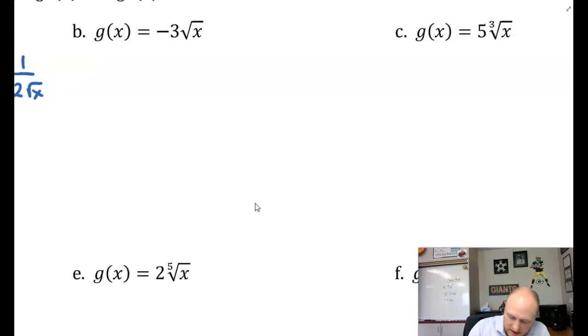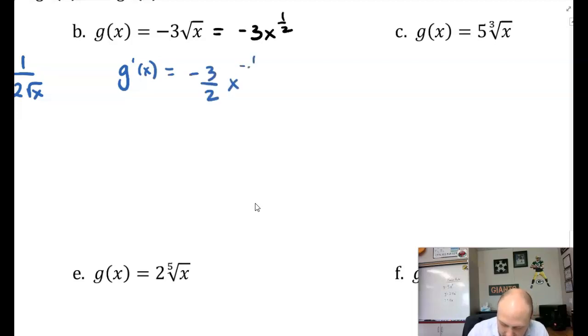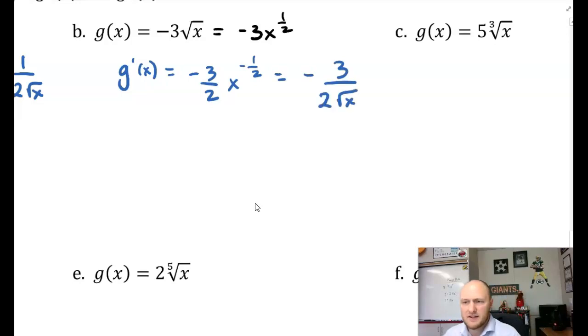B. g is equal to negative 3 times x to the power of 1/2. And now I need to find my derivative. So negative 3 times 1/2 is negative 3 over 2, x to the power of negative 1/2. And then I'm going to clean this up. This is negative 3 over 2 times the square root of x. Again, I take this negative 1/2, I move it down into the denominator. That's why it's with the 2 now in the denominator. And then instead of writing 1/2, I write a square root of x.